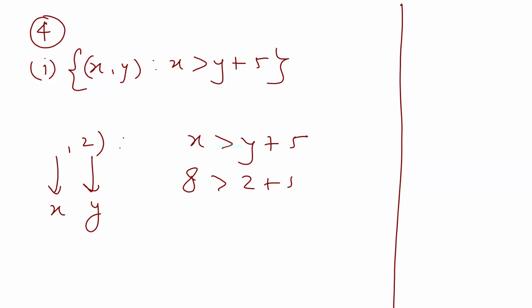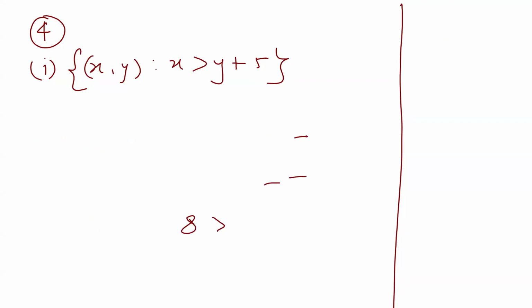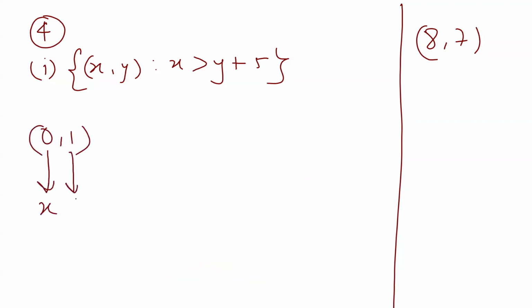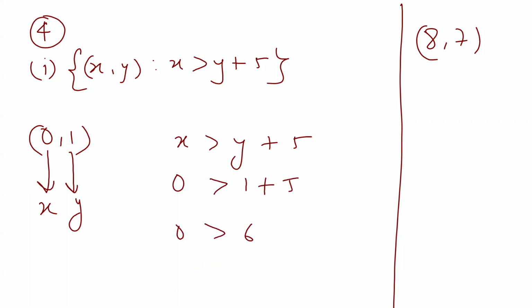Third example, the third ordered pair which they have given is 0 comma 1. This is x, this is y. X is greater than y plus 5. So 0 is greater than 1 plus 5. 0 is greater than 6, which is false. So I cannot include this ordered pair in the final answer.